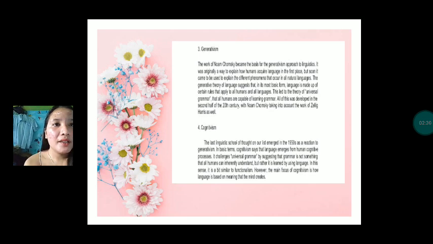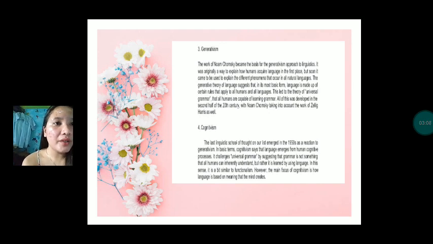Third, generativism. The work of Noam Chomsky became the basis for the generativism approach to linguistics. It was originally a way to explain how humans acquire language in the first place, but soon it came to be used to explain the different phenomena that occur in all natural languages. The generative theory of language suggests that in its most basic form, language is made up of certain rules that apply to all humans and all languages.